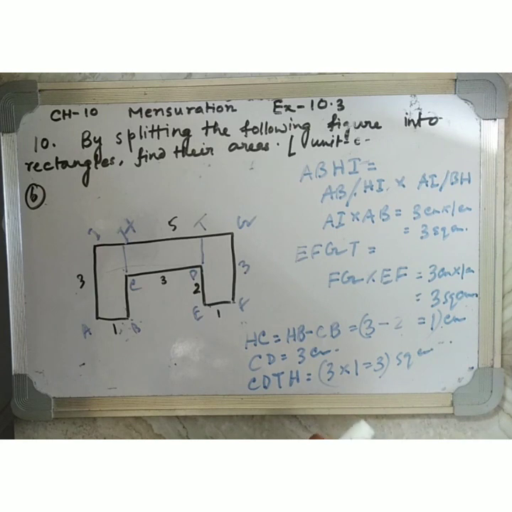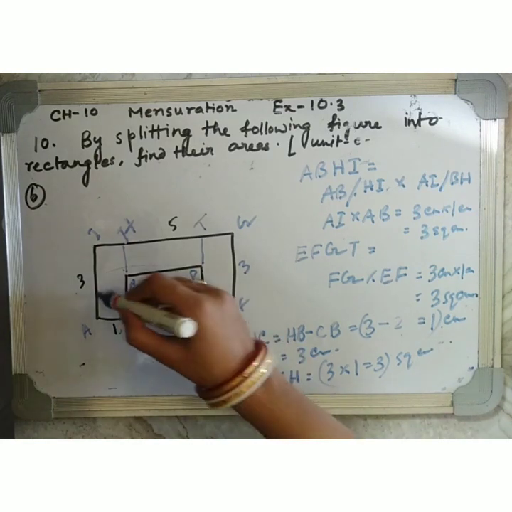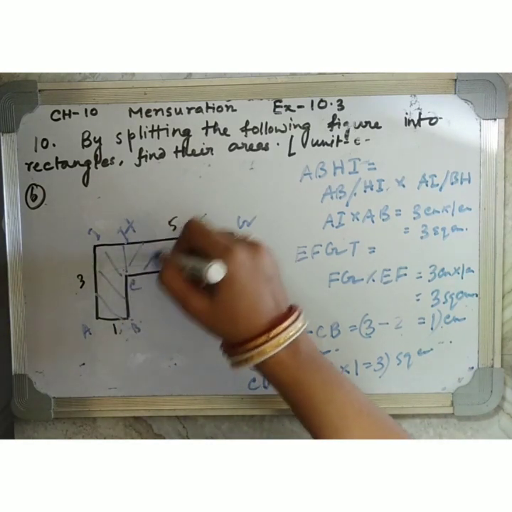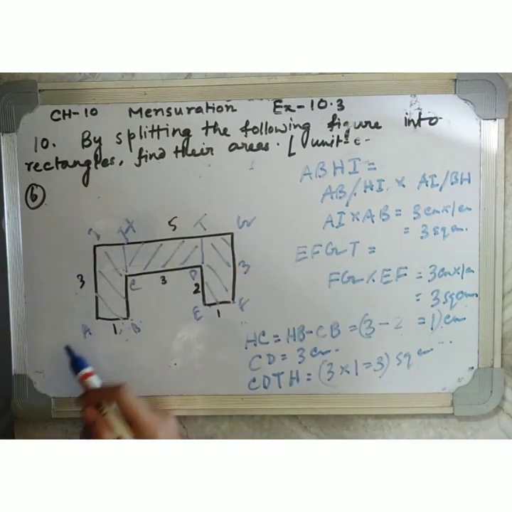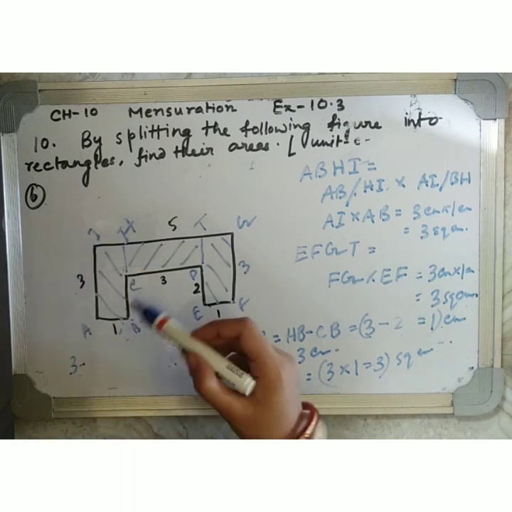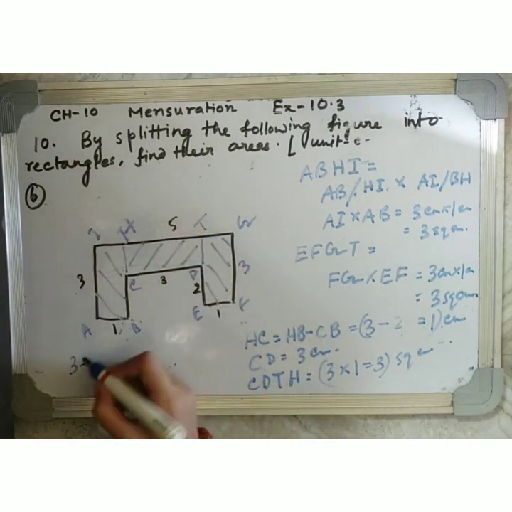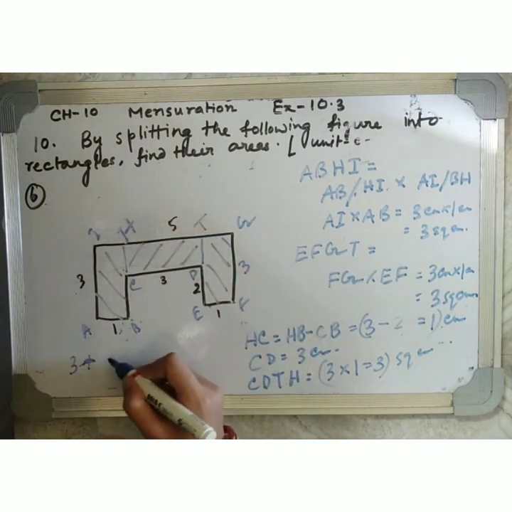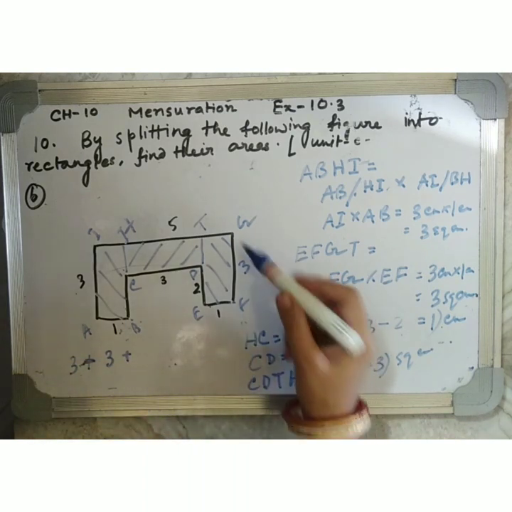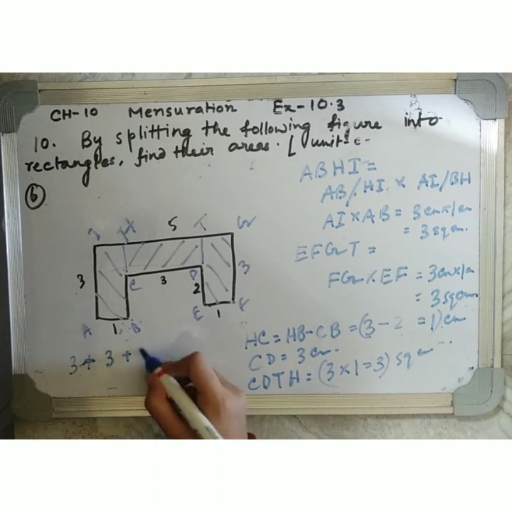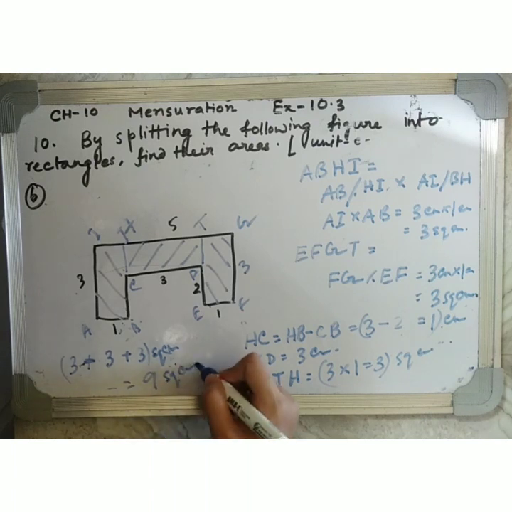Okay. Now what to do? We have to add all these areas of these given rectangles which we have found just now. So how to do? The rectangle ABHI is of area 3 square centimeter. The rectangle CDTH is of area 3 square centimeter, and the rectangle EFGT is of area 3 square centimeter. So the area will be 9 square centimeter.